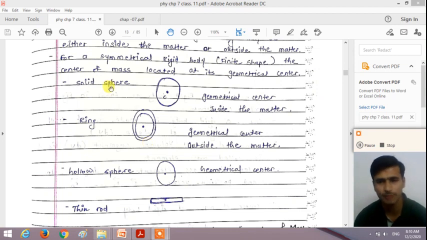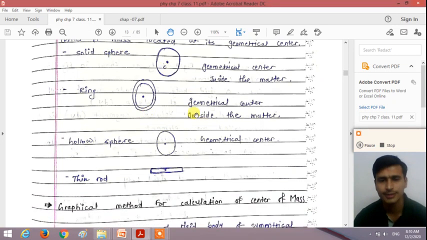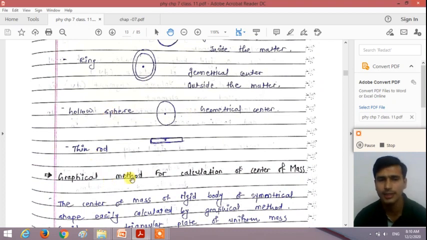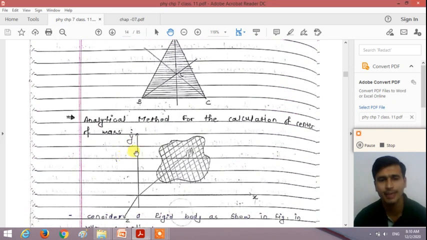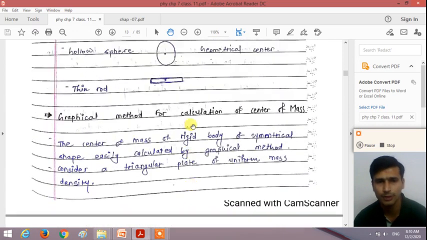There are two methods to calculate the center of mass. The first method is the graphical method, and the second method is the analytical method. So first we will see the graphical method for the calculation of the center of mass.